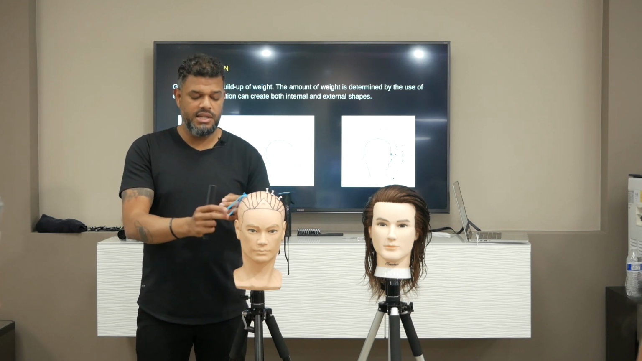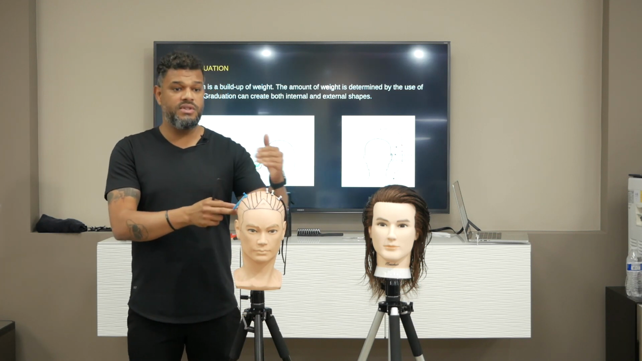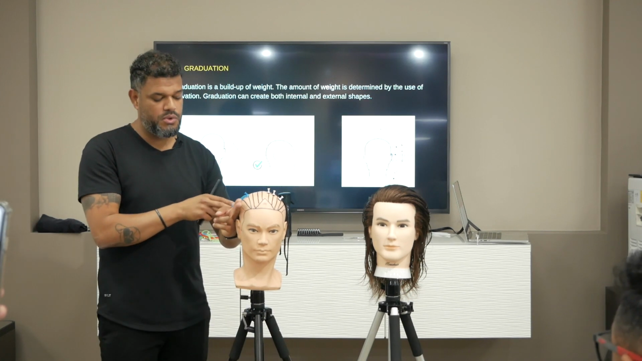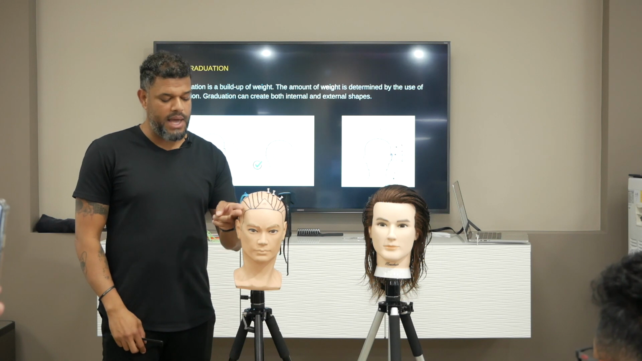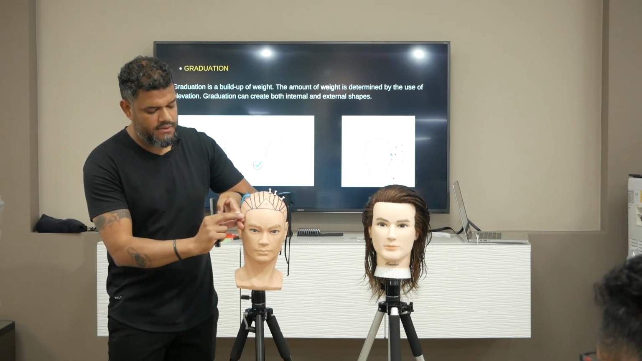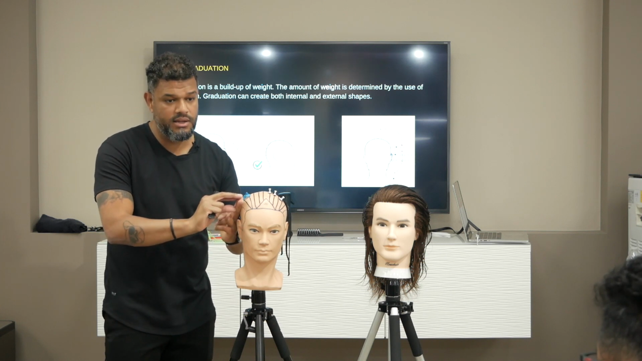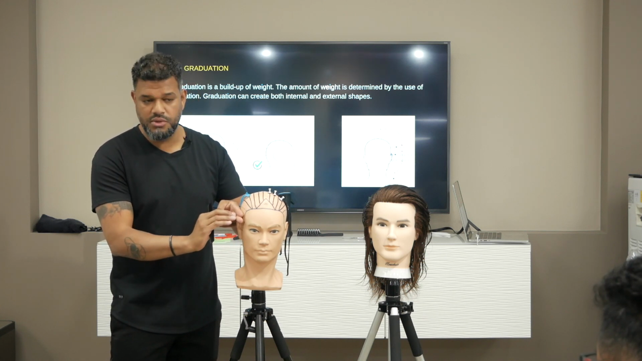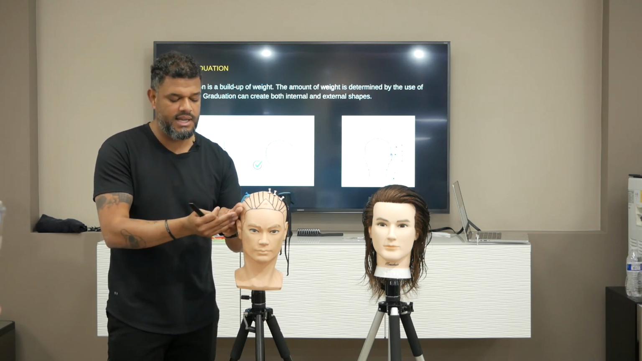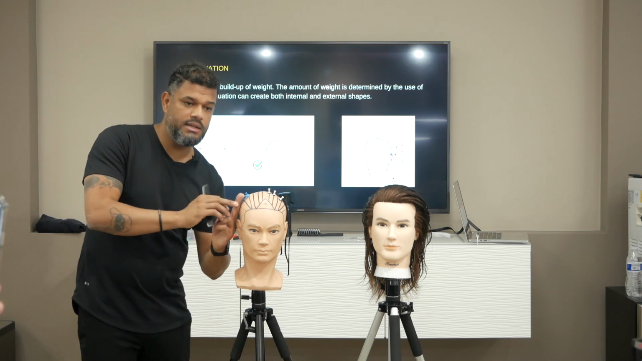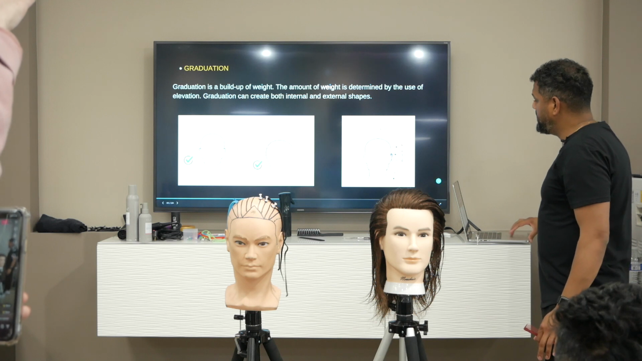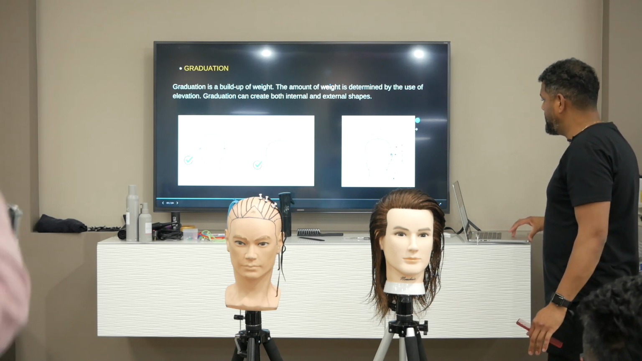So graduation is achieved by over direction or the elevation of the hair. Graduation, diagonal back or forward. Graduation is everything from 40 to 0. When it gets to 0, there's no graduation, but everything above 0 till 90 is graduation. More than 90, no graduation, it's flat. Over 90 is layers, under 90 is graduation and a massive amount of weight.